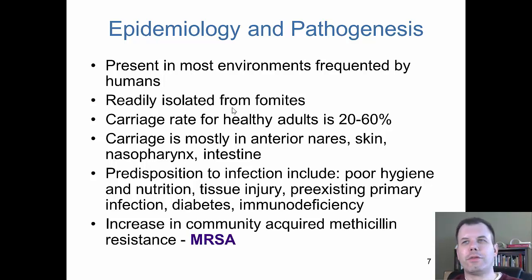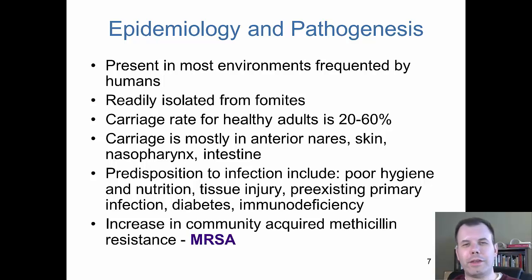Okay, carriage rates for healthy adults for Staph aureus is anywhere from 20 to 60%. And with the MRSA, which I'll be talking about here, it's about 5 to 10 to 15% of people actually carrying MRSA on their skin. Carriage is mostly in the nose or the back of the nose, the skin, the nasopharynx, the back of the throat, and the intestine. So people have it sometimes in their intestine.